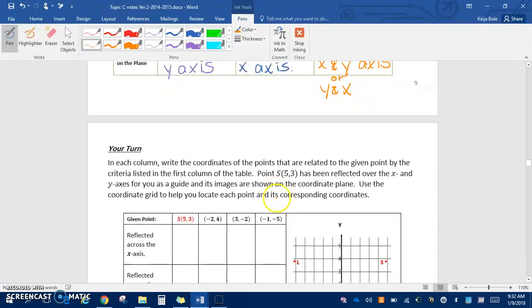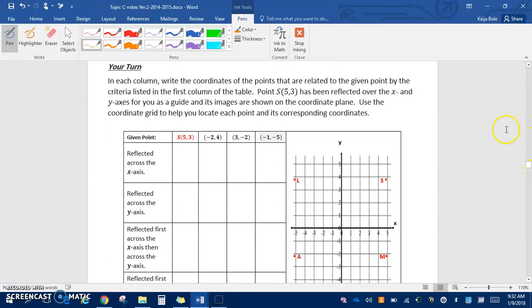Now we're going to flip over to the next page where it says your turn. It says that in each column, write the coordinates of the points that are related to the given point by the criteria listed in the first column. So we're going to skip the first column, and the last column actually. We're just going to do the middle two. So I'm going to call (-2, 4), we're going to have to plot it on the graph, I'm going to call this A. So plot -2 over, up to 4 on the graph, and this is A.